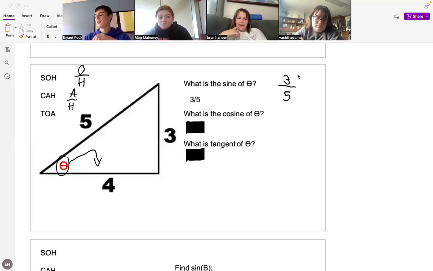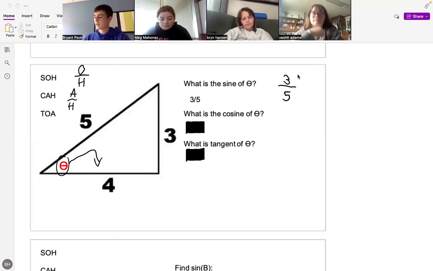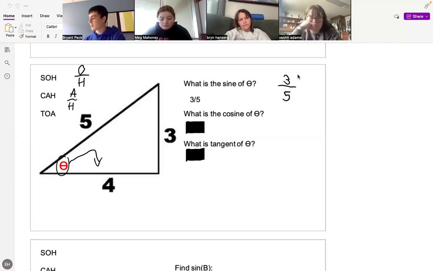But 5 is the hypotenuse, and we want to differentiate the hypotenuse from the other sides. So when we ask for the adjacent or the opposite side, we want to talk about the sides that are not the hypotenuse. So cosine, like you said, is going to be 4, and our hypotenuse is the same as above. So it's just going to be 4/5.